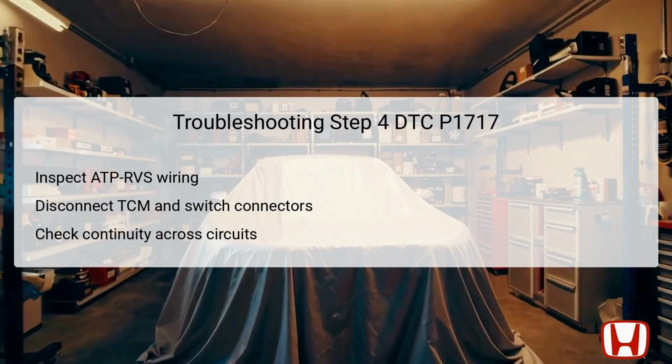With the connectors disconnected, the next step is to check for continuity across the circuits of the ATP RVS. A normal reading of less than 1 ohm indicates that the circuit is intact. Otherwise, an abnormal reading would signify a break in the circuit, necessitating repair. This meticulous check is crucial, as it underscores the importance of electrical integrity in ensuring that the transmission functions correctly.